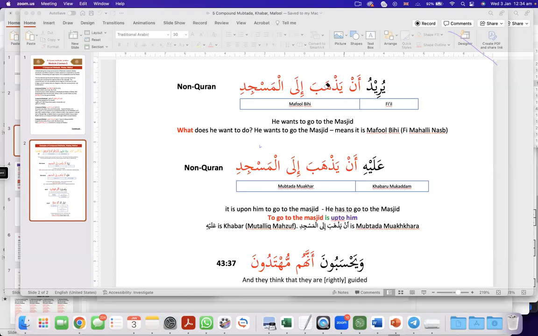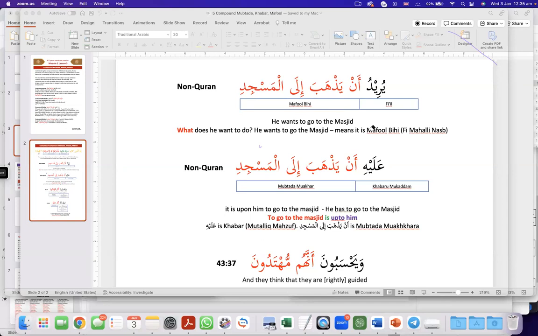Good point. If it is a fi'l, why couldn't it be maf'ul bihi? But there's another factor there. An is something we have to learn more. This is now one unit, okay? It's a phrase. I think it's a harf al-nasiba. Yeah, it's a nasiba, fine, but there is an implication of it being here. It means it's one unit, so this cannot function as normal there. So your answer should be an yadhhaba ila al-masjidi. To go to the mosque is one unit. This whole thing together is maf'ul bihi of yuridu. Okay. That's the point here.